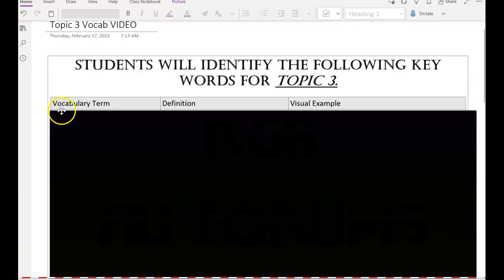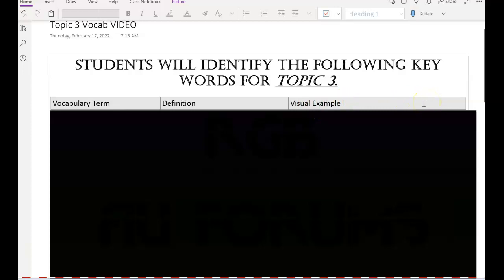The first thing you're going to be putting in at the top of the first column is you're going to write vocabulary term. And then you'll have a spot for the definition of that vocabulary term. And then you're going to have another spot for the visual example. What does it look like?